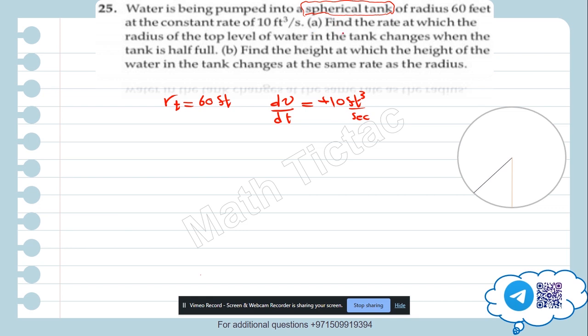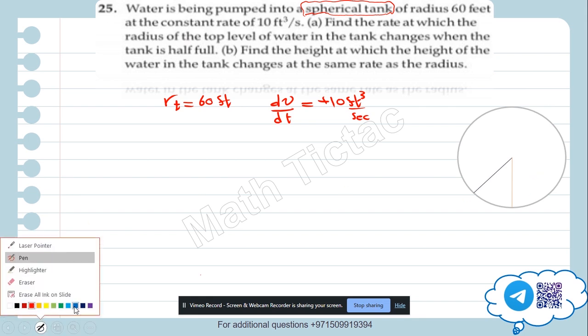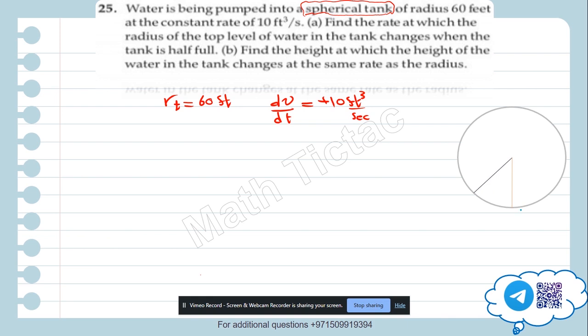Here they are asking us to find the rate at which the radius of the top level of water in the tank changes. So we need to find the change in r of water, the radius of the water, because inside the tank we have a spherical tank. Logically, the water inside the tank will take the shape of the sphere. So we have a radius for the water.